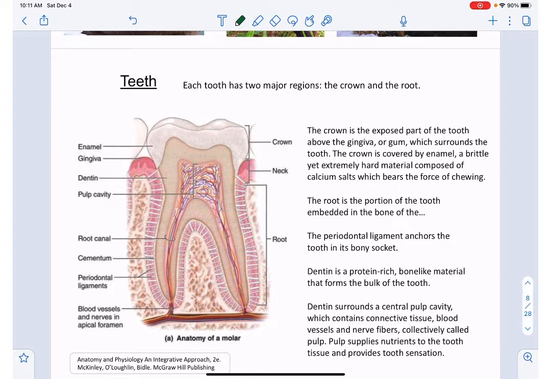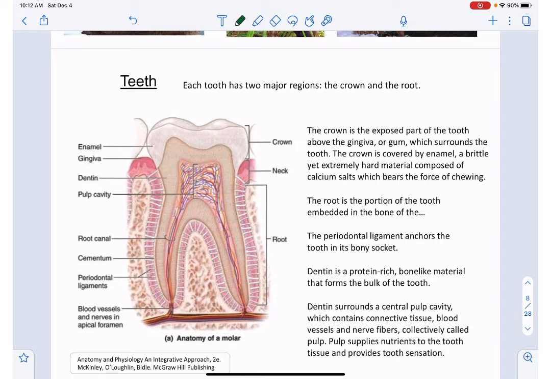This diagram is a diagram of the internal anatomy of a tooth. And I don't want to spend too much time on here. I just mainly have this up as reference for people going into dental hygiene so you can look at the different internal anatomy.